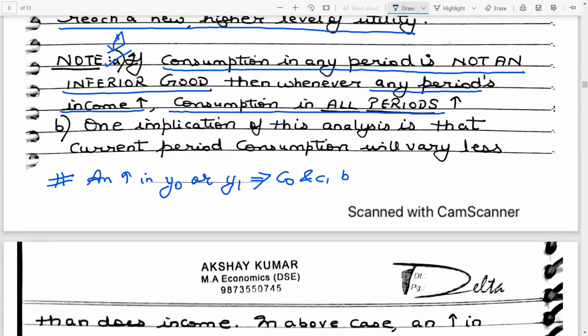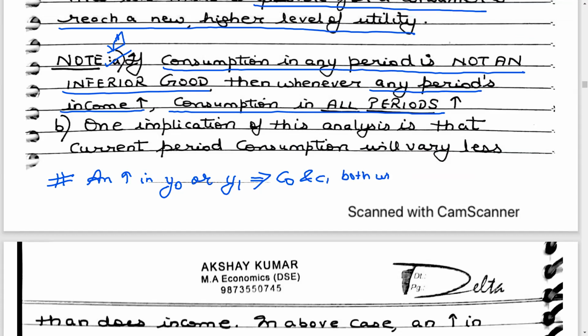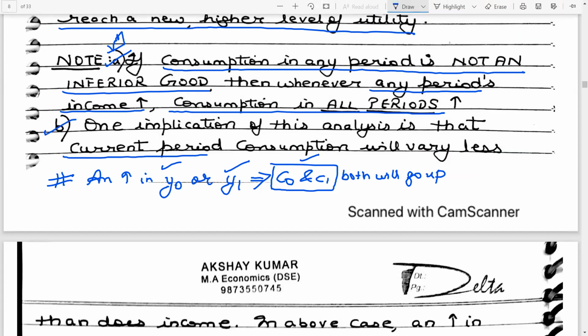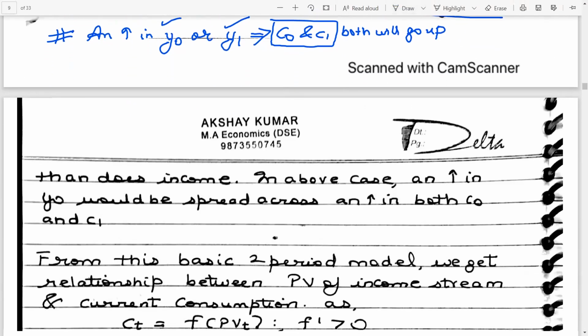C0 and C1 both will go up. That means, guys, if Y0 goes up, then C0 and C1 both will go up. Or if Y1 goes up, then also C0 and C1 both will go up. So what do we learn? From point A, we get another implication, which is point B. Current period consumption will vary less than does income.